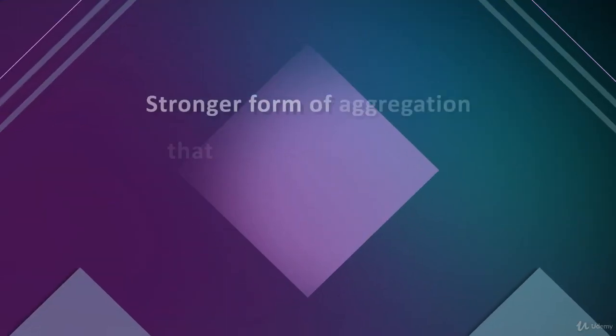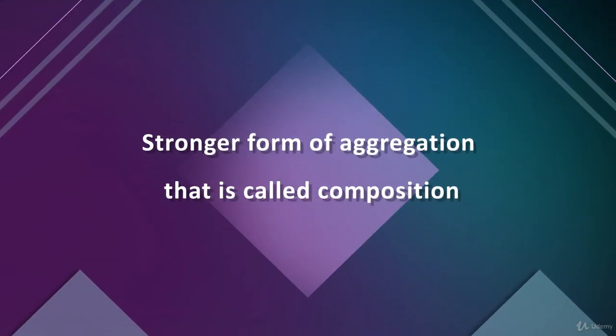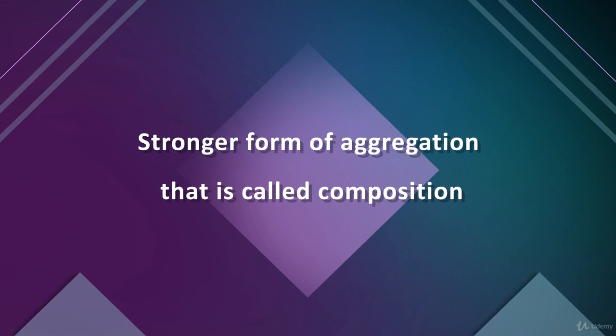In UML, there is a stronger form of aggregation that is called composition. The notation is similar, using a filled-in diamond instead of an open one. In composition, component instances cannot exist on their own without a parent. They are created with or after the parent, and they are deleted if the parent is deleted.